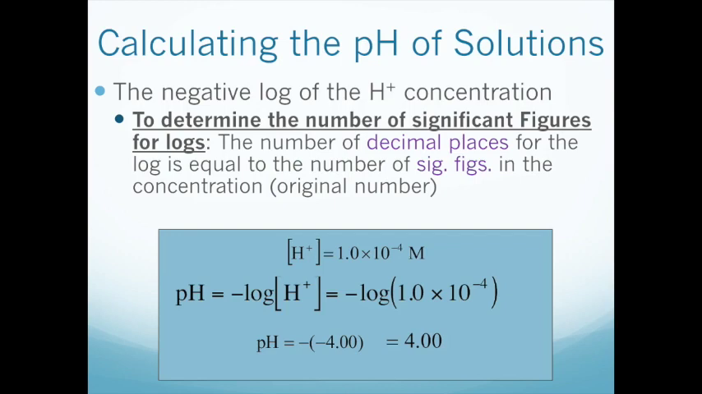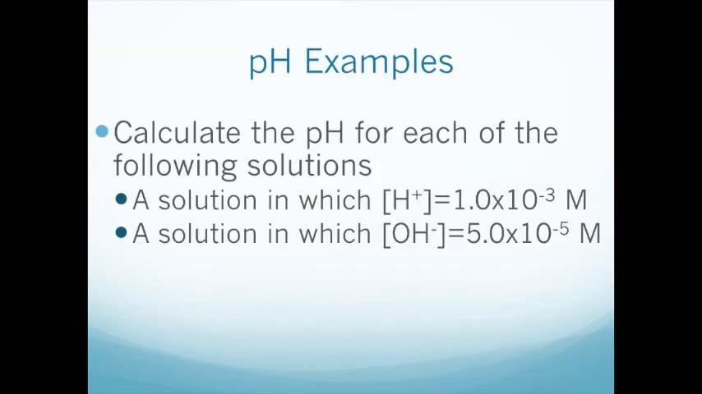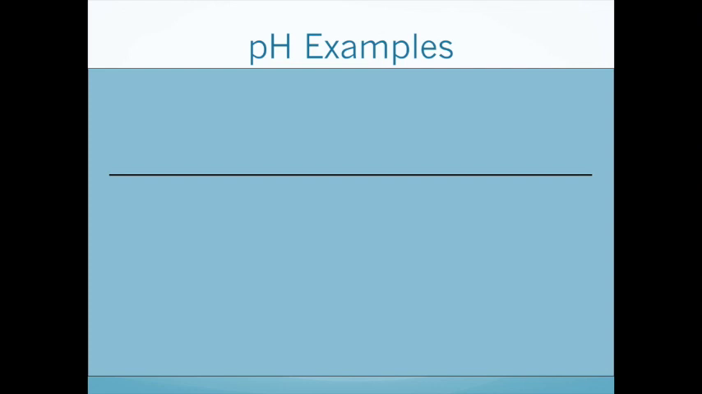So we're going to do some examples. What is the pH of each of the following solutions? The first one has an H plus concentration of 1 times 10 to the minus 3 molar, and the second one has an OH minus concentration of 5.0 times 10 to the minus 5 molar. The first one is pretty straightforward. The pH is the negative of the log of the hydrogen ion concentration, so negative the log of 1.0 times 10 to the minus 3. The logarithm is equal to minus 3, and therefore the pH is 3.